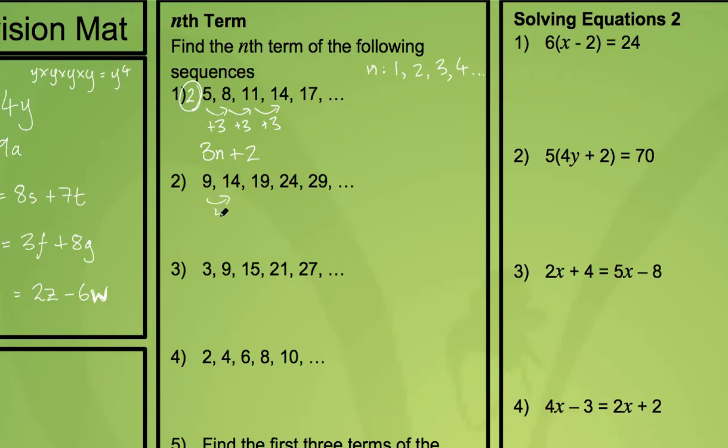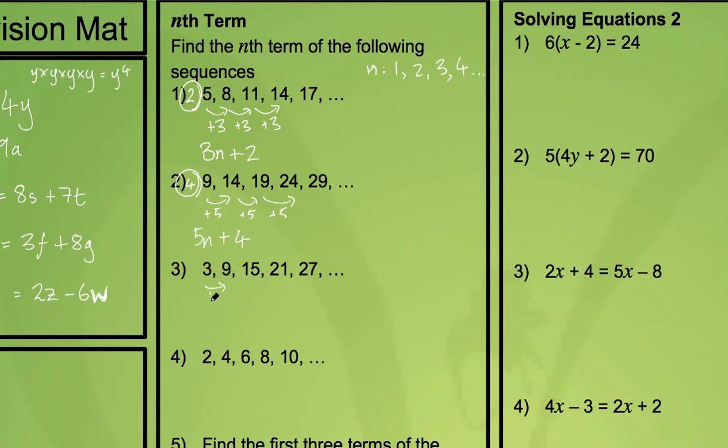This one is going up in 5s each time. So that tells me that 5n is involved. 5 times 1 is 5. What do I do to that 5 to get to 9? I need to add 4. Does that work when n is 2? 5 times 2 is 10, plus 4 is 14. 5 times 3 is 15, plus 4 is 19. It all seems to be working. 5 times 5 is 25, plus 4 is 29. That all works, and if I check what was the previous term, subtract 5, I get 4 down there, so 5n plus 4 is correct.